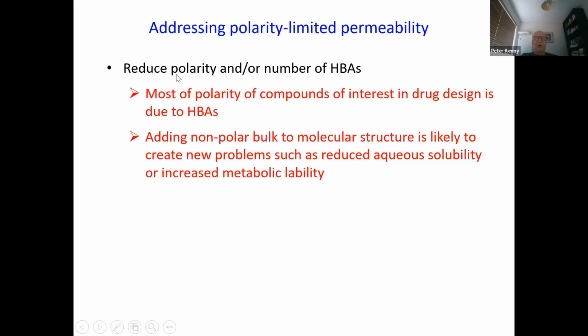So if you genuinely have polarity limited permeability, my advice is you need to look at the hydrogen bond acceptors. Can you get rid of one of them? Can you make them weaker? Like an ester is a weaker hydrogen bond acceptor than an amide. I've got an example in the hydrogen bond donor paper of people who used that in a PROTAC. So that's permeability. With the problem of permeability, you can try some stuff. Sometimes things work, sometimes they don't.